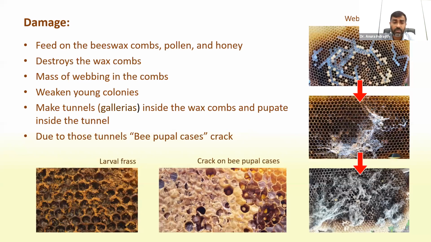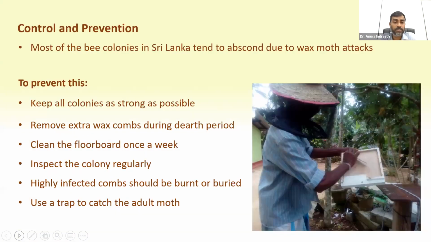So with the galleries and all, you cannot identify any eggs or larvae or pupa, and even the adults may have already left the colony. Therefore, the management of this wax moth problem at an early stage is very, very important. Otherwise, the colonies will leave. Now, how can we do that? How can we control the wax moth?